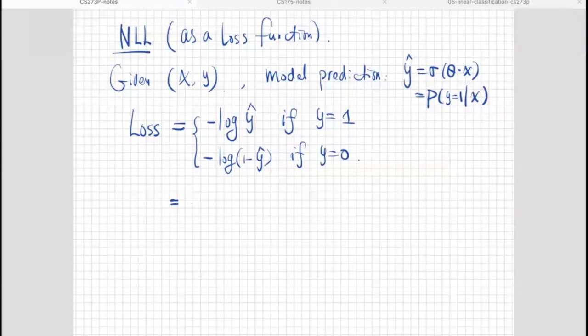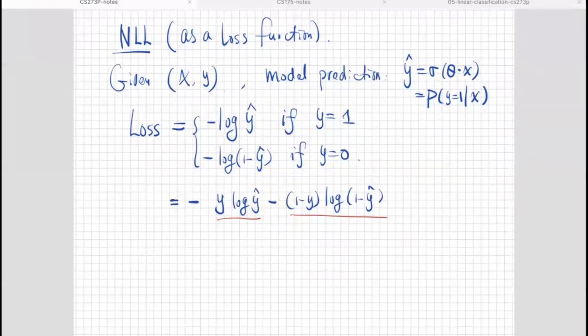So I'm going to write this down here: y times log of y hat, minus 1 minus y times log of 1 minus y hat. So it's more or less symmetric here. Y times log y hat, and then plus 1 minus y times log of 1 minus y hat, with a negative sign in front of that. You can see this notation is equivalent to this form here.